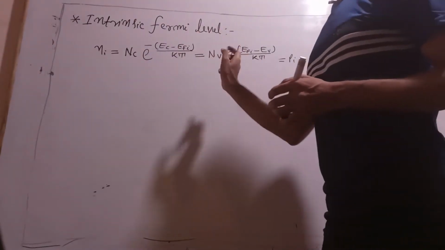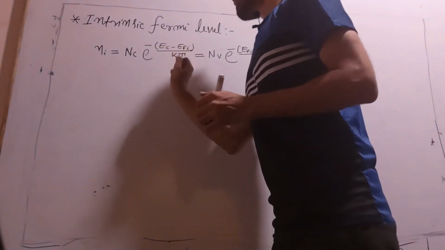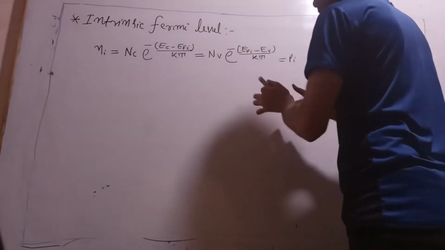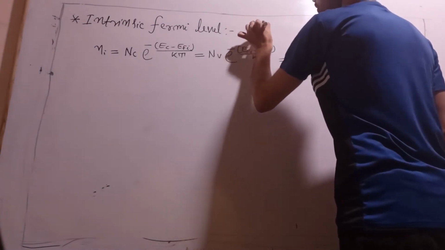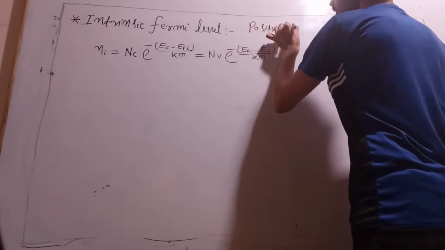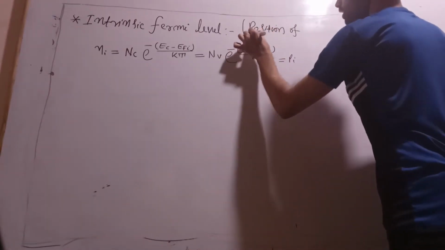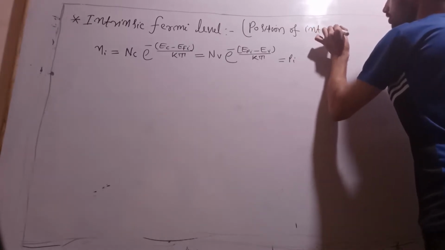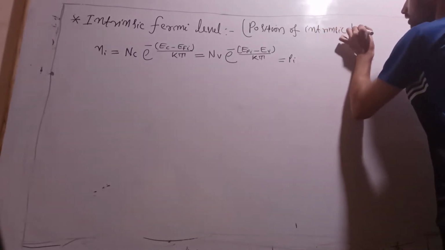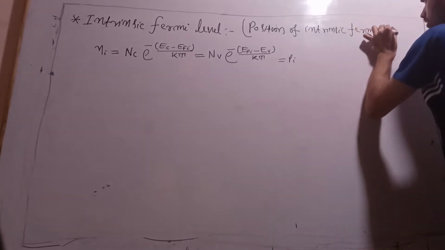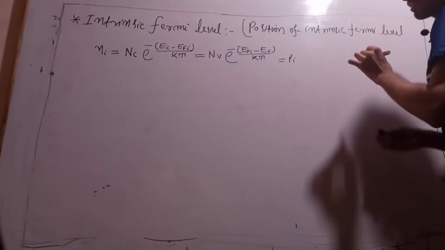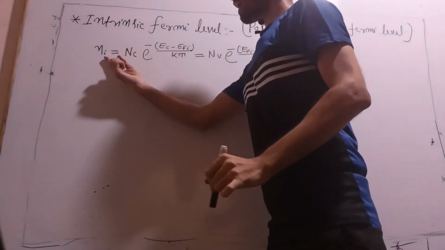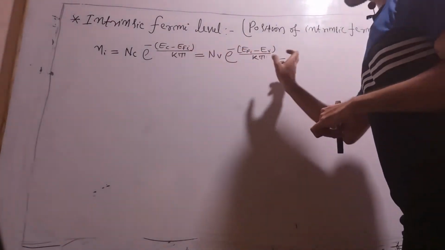Now we are trying to find the position of the intrinsic Fermi level. Position of intrinsic Fermi level: Ni is equal to Pi.